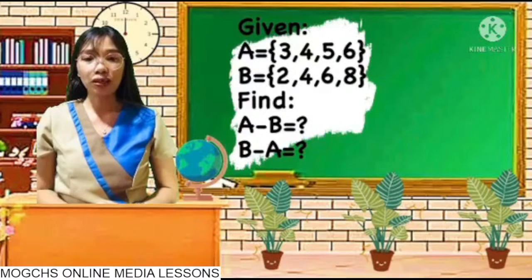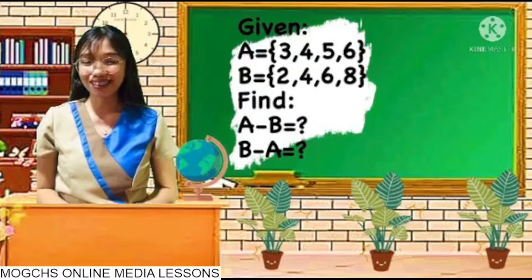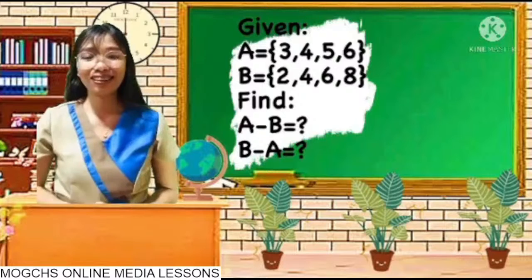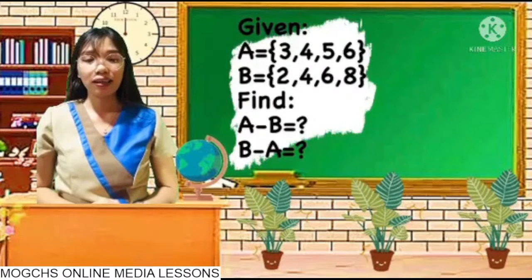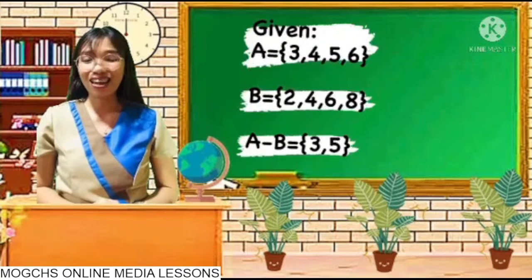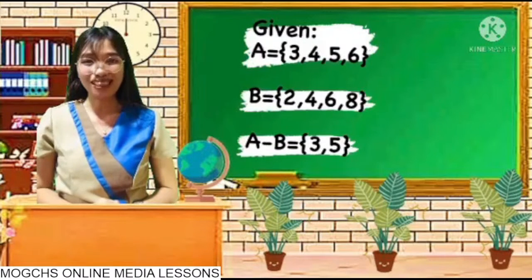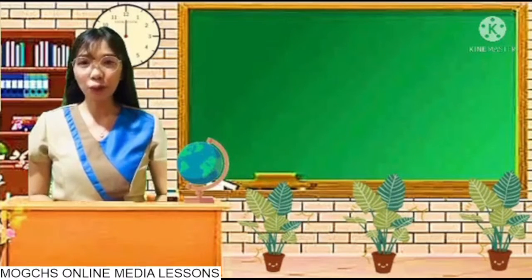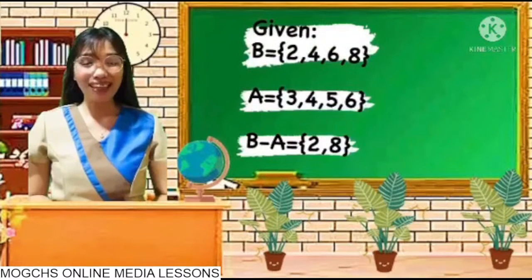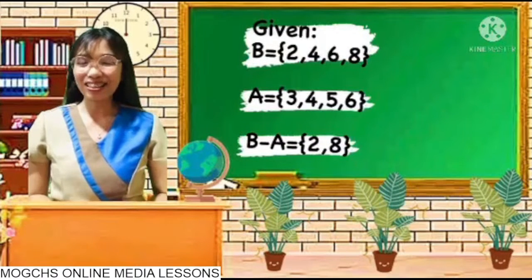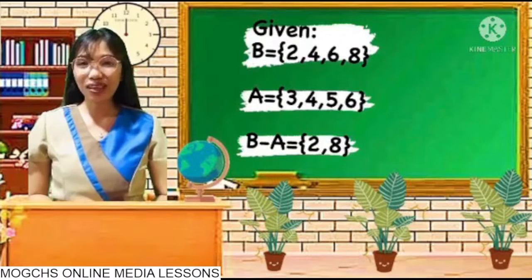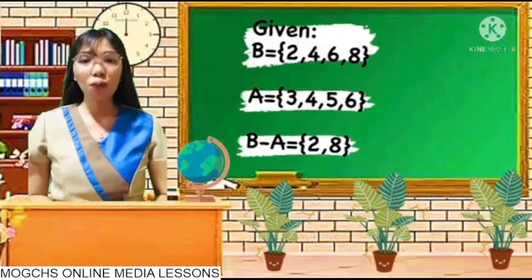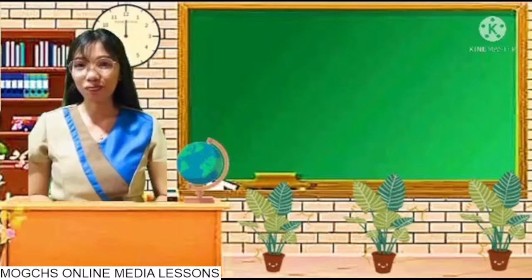For our A minus B, can you guess the answer? That's right. A minus B is equal to the elements 3 and 5. These elements are not found in our set B. How about B minus A? Did you answer 2 and 8? That's correct. You're doing a good job. How about we show it on our Venn diagram?